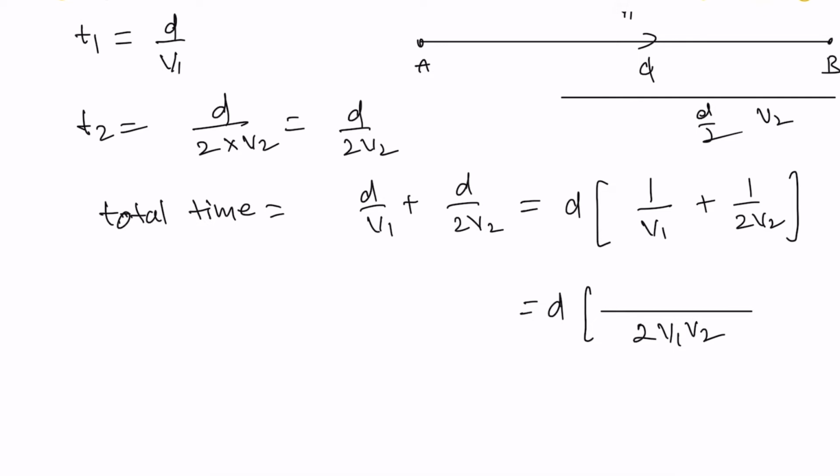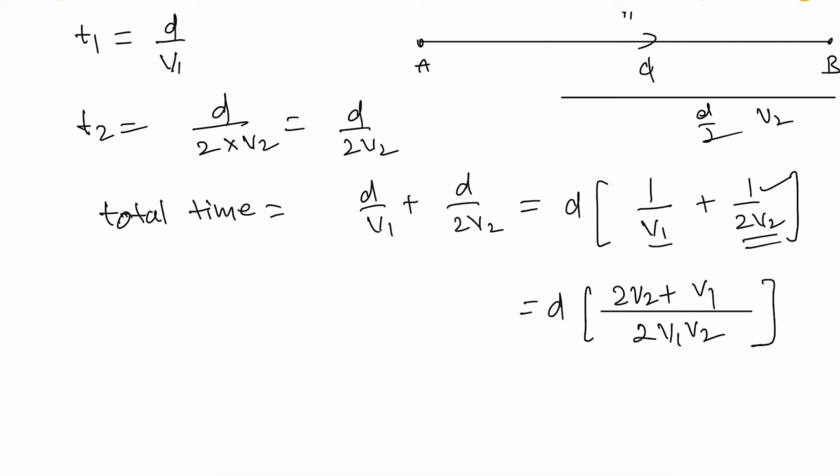Now 2v1v2 is divided by v1. v1 and v1 cancel, we get 2v2. 2v2 multiplied with 1 gives 2v2. Then 2v1v2 divided by 2v2: 2v2 cancels, then we get v1. v1 multiplied with 1 gives v1. So this is the total time.